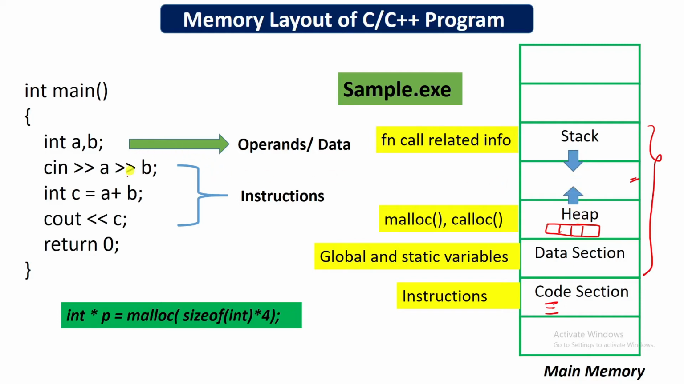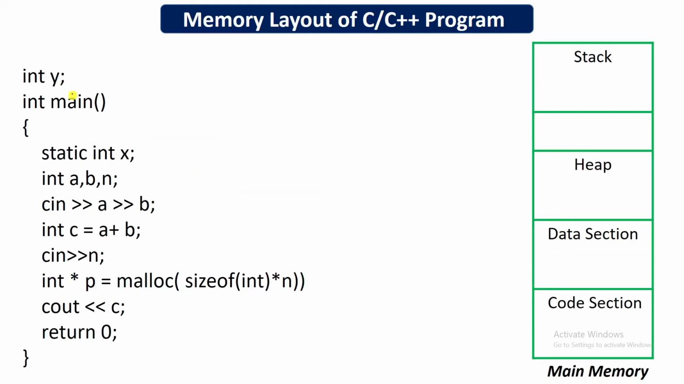So let's take the full example to understand how the various operands are stored inside this main memory. So we have this program. We have the global variable int y, we have the static variable x, and we have some local variables a, b, n, which are present inside this main function. We are taking the data from the user, we are adding, then we are taking another data, that is n, from the user, we are creating an array of size n using malloc at the dynamic time, then we are printing this c variable, and then we are returning. So let's see where the different operands will be stored.